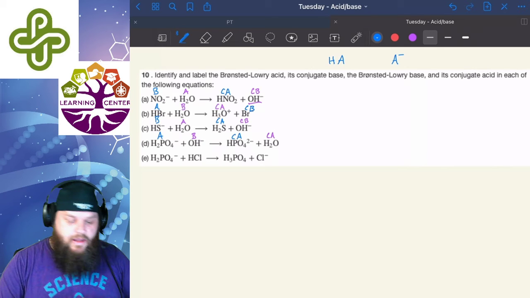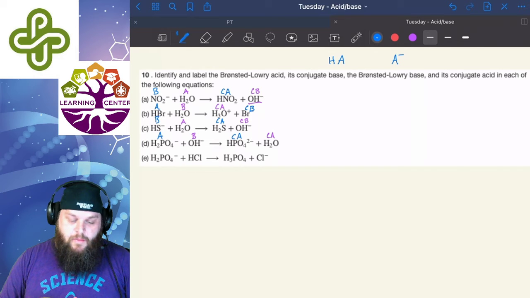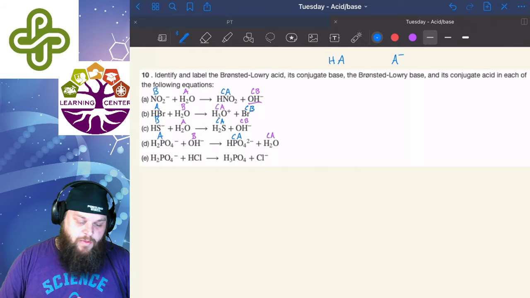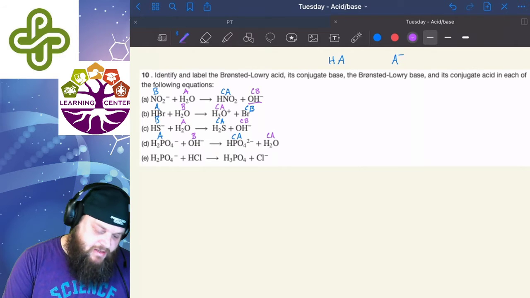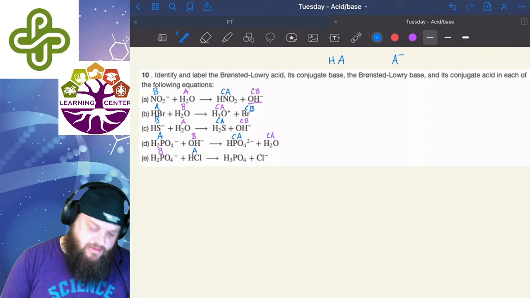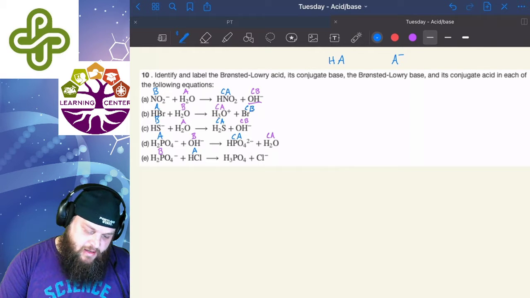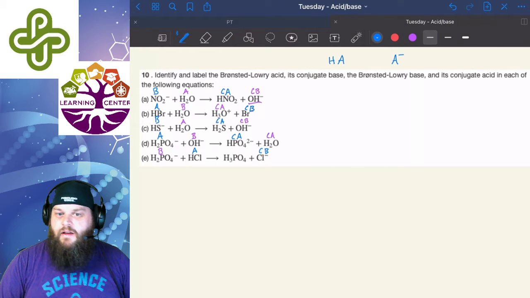For part E, we have H2PO4 minus again, plus HCl. HCl is one of your strong acids in this case. Notice it's producing H3PO4. So the H2PO4 minus can act as an acid or a base, because in this case it's gaining a hydrogen, it's gaining that proton. And HCl is a stronger acid, so it's going to be acting as an acid. And that means that the conjugate base for HCl is that same thing minus that hydrogen.